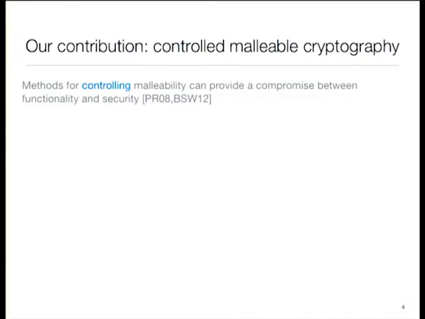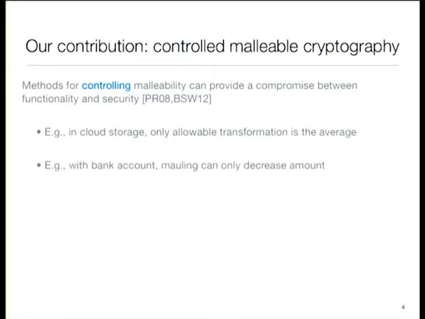Relating these back to the examples, in the cloud example, if we somehow can guarantee that the only transformation that this cloud storage provider can compute on our data is this averaging function, then it somehow seems less risky to go store all our data with them. Similarly, in that bank account example, if we know that by mauling the ciphertext all you can ever do is decrease the amount in it instead of increase it, then again, we've prevented the attack that we saw.